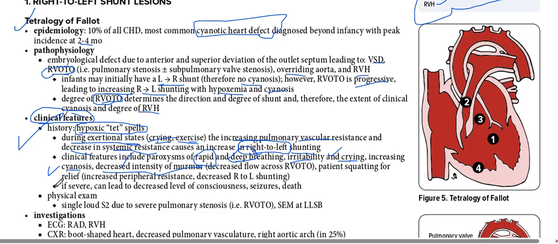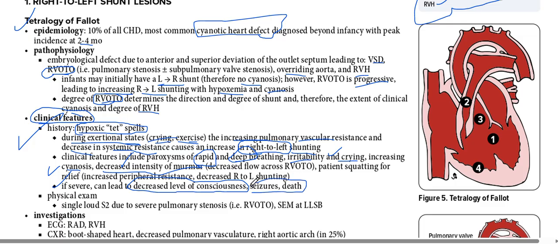Okay, if severe, it can lead to decreased level of consciousness, and then there will be seizures and death. So there will be cyanosis, the patient squatting, and if severe, it can lead to decreased level of consciousness, seizures, and even death.